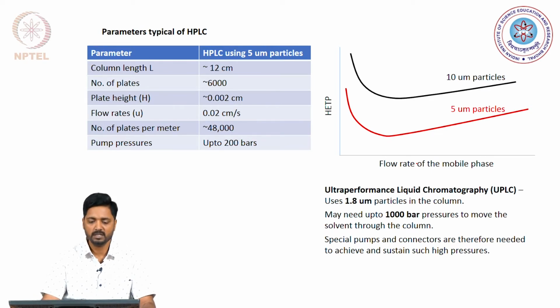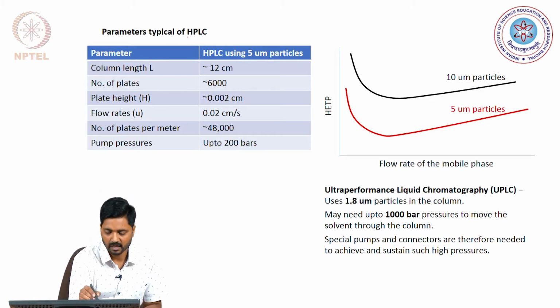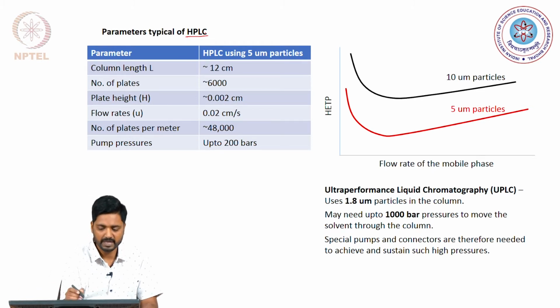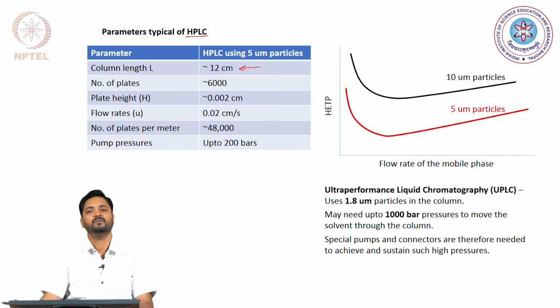So, in the next slide here, I have listed some of the parameters that we have already encountered in our previous classes, and what I am trying to portray is what are these parameters in regards to high performance liquid chromatography. The column length is typically about 10 to 12 centimeters. We can use small column lengths because the separation is more efficient here, and we are having a high resolution for peak separations inside the HPLC columns.